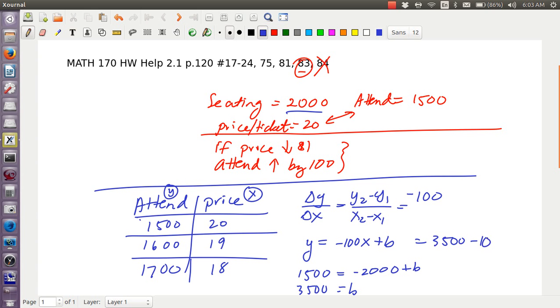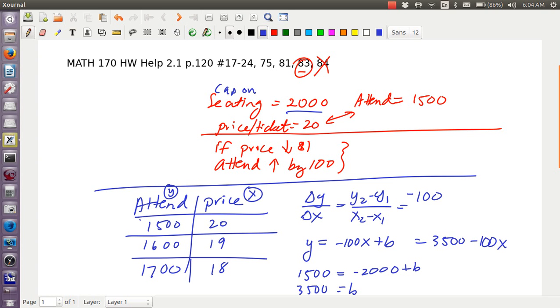3,500 minus 100x. But we can't actually seat 3,500. But that's still going to give us, theoretically, it means if we had a larger auditorium, we could sit 3,500. Okay? So we know this is the cap on seating. So this is kind of a subtle question.